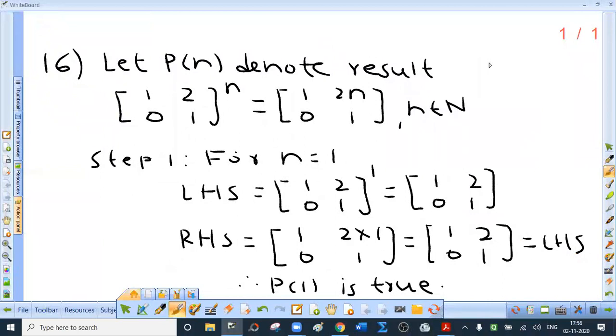16th one, prove by method of induction. Matrix 1, 2, 0, 1 raised to n is 1, 2n, 0, 1, n is a natural number. Let P(n) denote the given statement. Step 1, for n equal to 1, what is LHS? Raised to 1 means same matrix. So 1, 2, 0, 1. RHS, replace n by 1. I hope you won't say this is 121. This is 2 into 1, right? So the same matrix 1, 2, 0, 1. So LHS equal to RHS, that is P of 1 is true.